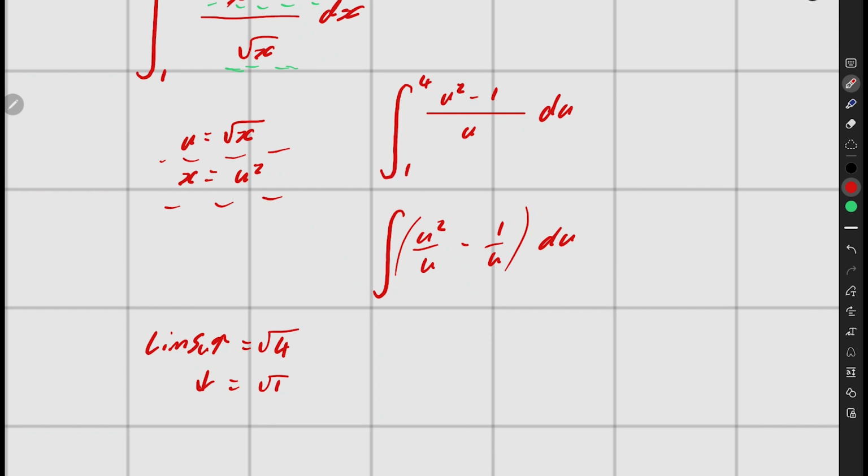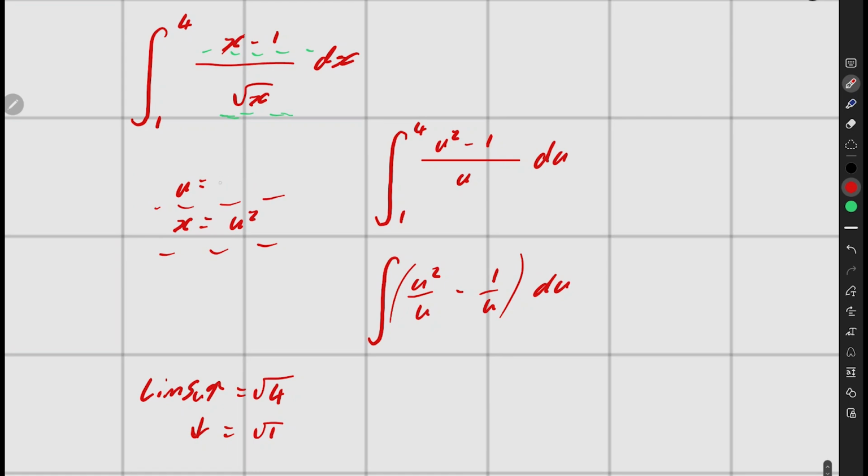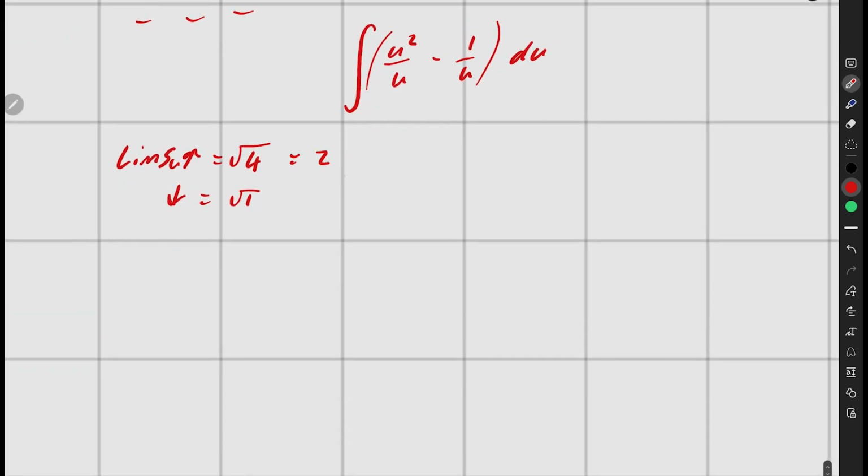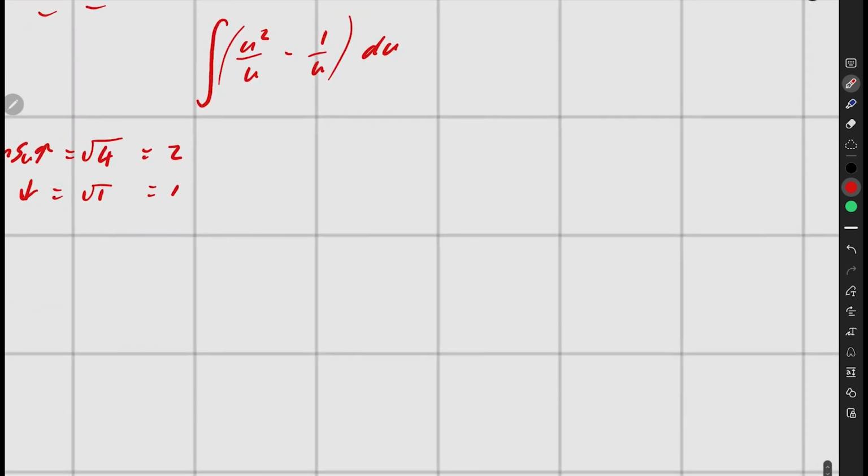When you're finding your new limits in terms of u, you simply substitute your boundaries into what you set u equal to. So if you had u equal to cos of x, your upper limit would be cos of 4. That's the idea. So let's solve that. That is going to be 2 and 1. And let's rewrite the integral. It's going to be equal to the integral from 1 to 2 of u minus 1 over u, du.